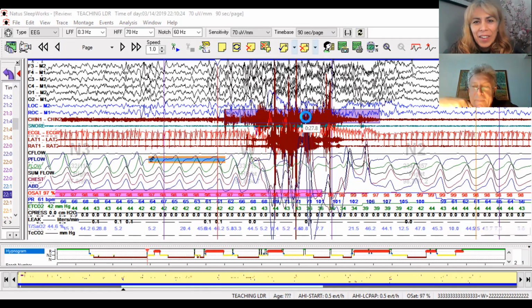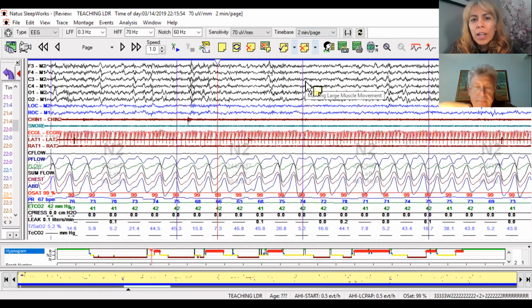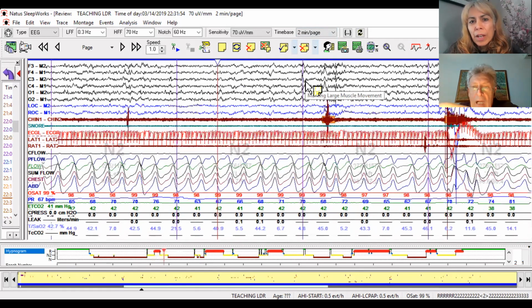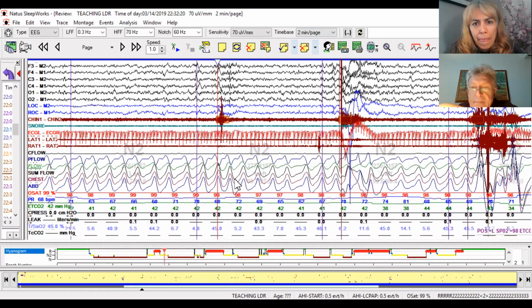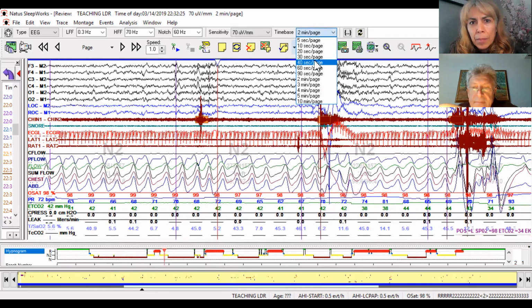Okay, so maybe we can continue a little bit more and see what comes. I think we have seen good examples of movements associated with respiratory events. Oh, here we passed one. This one, we're back here. So this is a good example, and let's put it in 30 seconds.